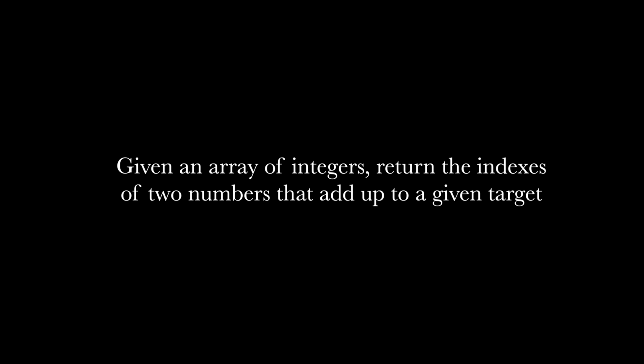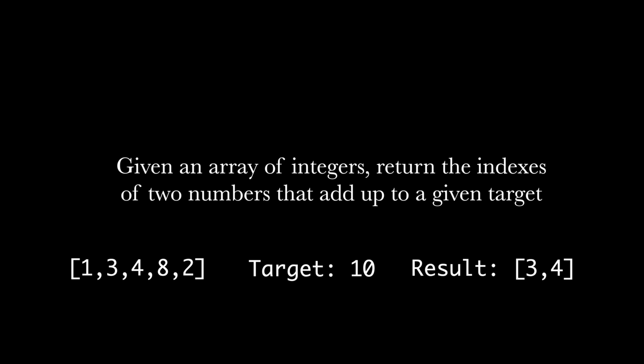So let's read it again. Given an array of integers. Okay, we know we have an array and there are just integers inside. Return the indexes of two numbers, which basically means we must return an array of two indexes that add up to the given target. So additionally to the array, we're getting a target. Let's say our target is 10, then we must find two numbers inside our array, and the sum of these two numbers must be 10. Then we take the indexes of these two numbers and we solved our task.